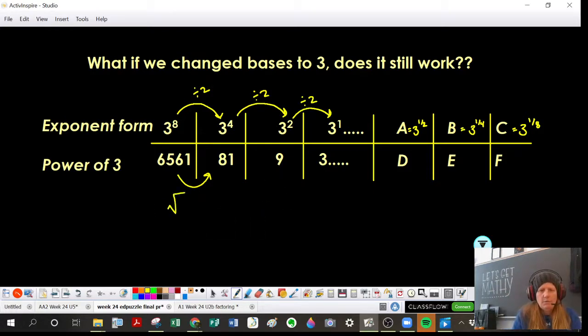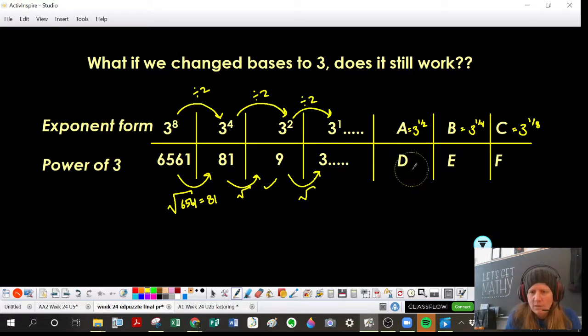The square root of 6,561 is 81. I don't need any calculator for this. I know that the square root of 81 is 9. I know that the square root of 9 is 3. So there we have it. It does still work.